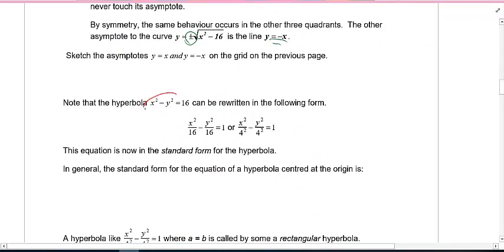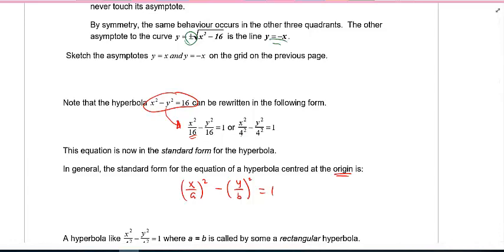I should say, note that the hyperbola can be written in the following form. Once again, I'm going to divide everything by 16. And if I divide everything by 16, I get this. And that's kind of handy because then it looks kind of like the equation of the ellipse, because everything has a 1 on the other side. And then I can rewrite the 16 as 4 squared. And so this is what they call the standard form of the hyperbola. So the standard form of a hyperbola at the origin is really just this: (x over a) all squared, this time subtract (y over b) all squared, equals 1. Okay?